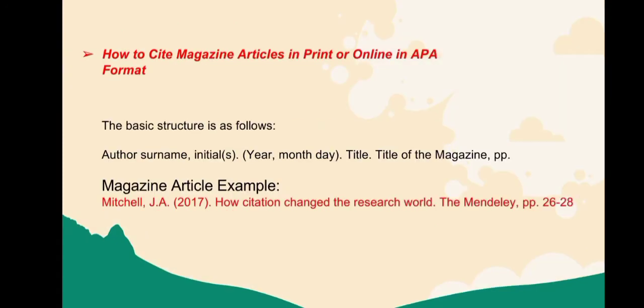Well, now it's the turn for how to cite magazine articles in print or online in APA format. There's nothing much to say about the structure, but it's as follows: the author's surname, the initials, the year, the month, and the day, like the previous one, the title, the title of the magazine, and the page. So, for example, we have Mitchell, J.A., 2017, How Citations Changed the Research World. Then we have the Mendeley, and the pages, which are 26 to 28.